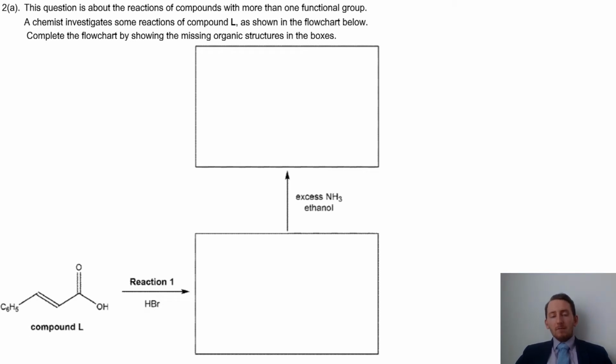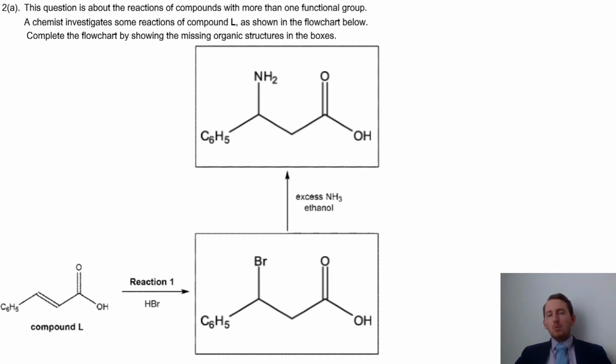So we have compound L, reaction 1 with HBr, so we've got an addition reaction there. We'll look at the mechanism of that in the next question, so we won't say too much about that right now. And what we should have is our product there. Then if we react that product with excess NH3, we should form the same thing, but without the bromine, we'd have an NH2 there. There is also an alternative where you could have the O- with the NH4+. If the NH4+ wasn't there, they would still give you credit for that one.